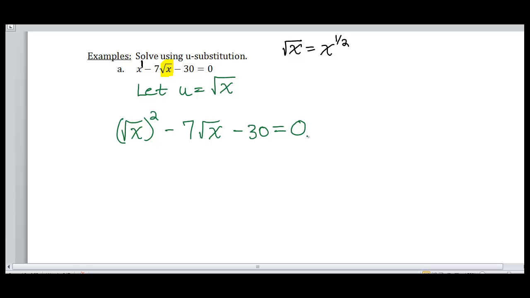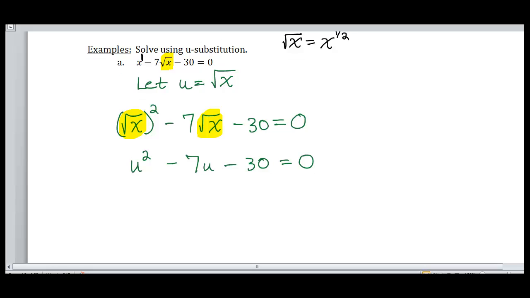Now, what you might be thinking is, well, when I take the square root of x and square it, that might be causing some issues with signs, right? And so we're going to have to really check our solution once we do this equation here. But in any case, we just figured out what u is supposed to be. So instead of writing this as square root of x, I'm going to now write it in terms of u. So I'll get u squared minus 7u minus 30 equals 0.